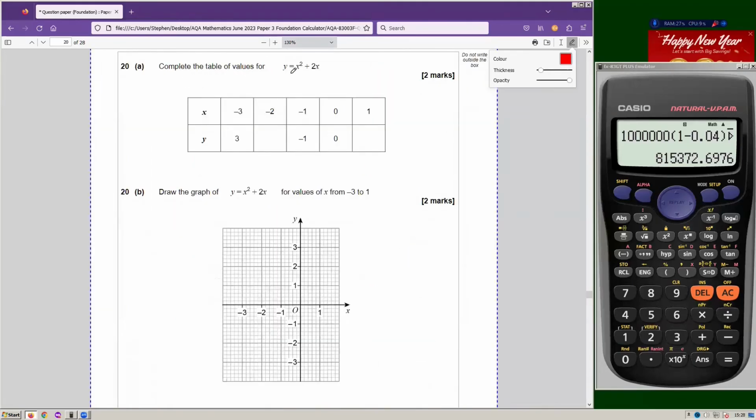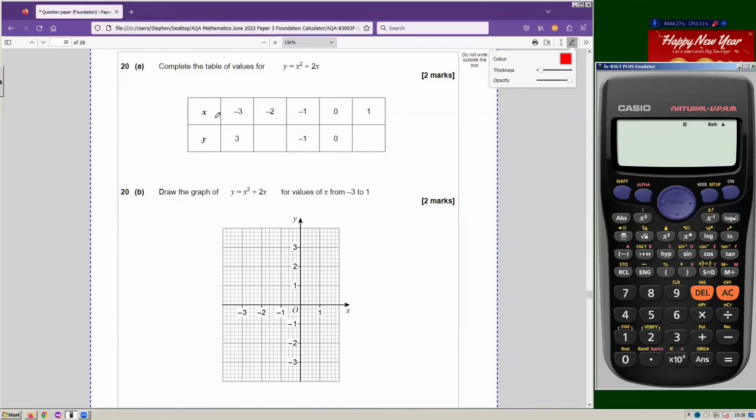Complete the table of values for y equals x squared plus 2x. With this calculator, the FX83 GT Plus, it's possible to use a table function. I'll put the values in by calculating them, but I'll show you the table function anyway. So let's have a look. Complete the table of values, y equals x squared plus 2x. Let's just check this one.